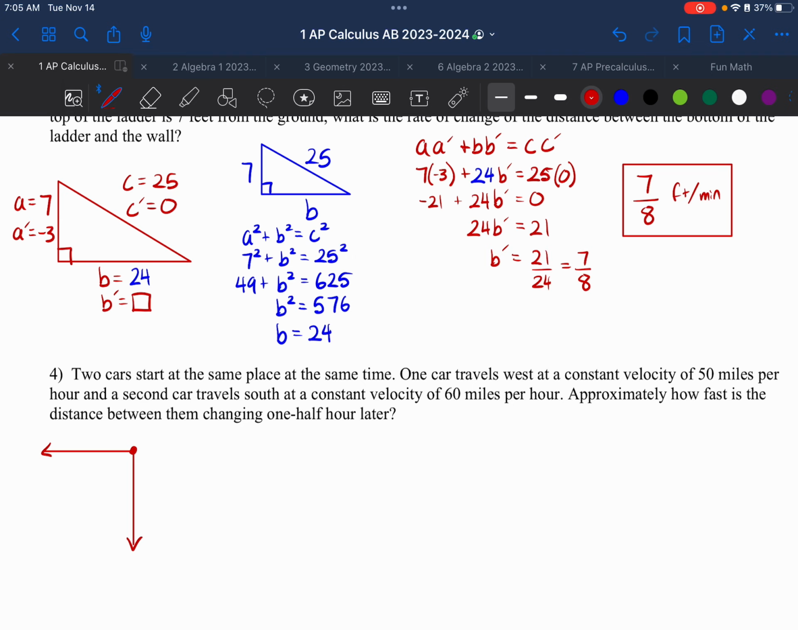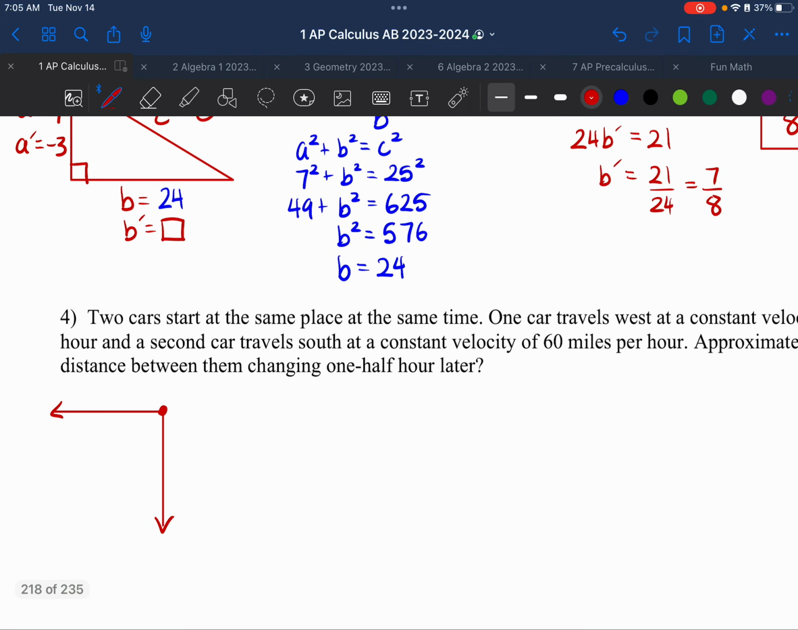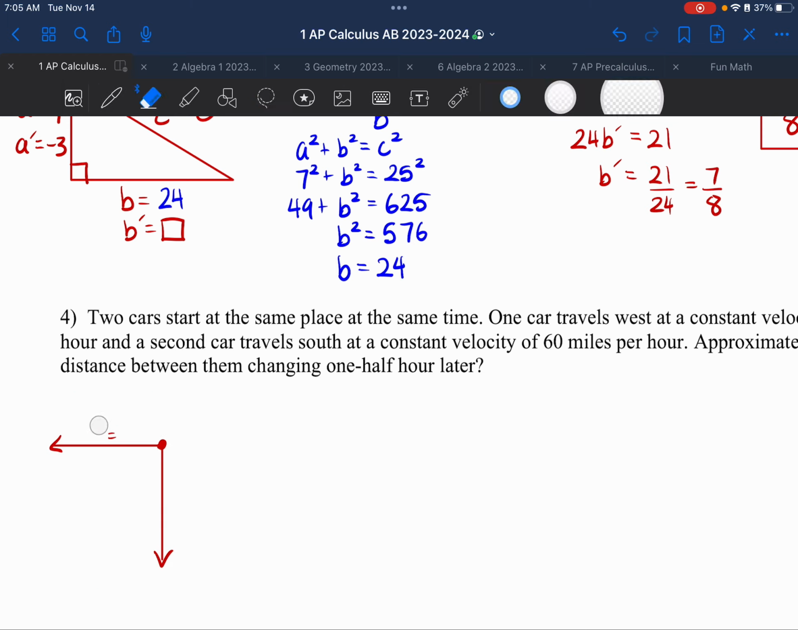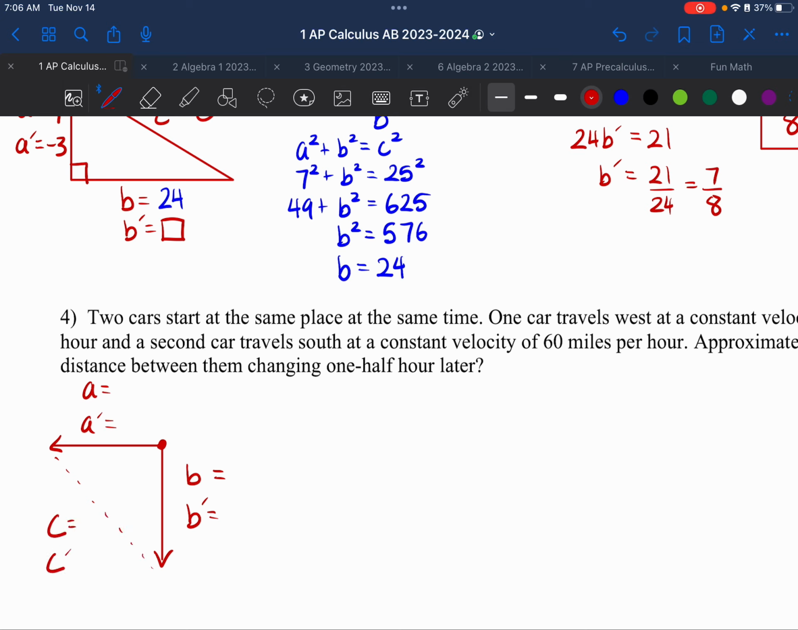The one going west, so I'm going to call these things A and A prime. I feel like I'm squished in here too much, so I'm moving you guys down a little bit. Now I have room to write. I have an A and an A prime. Tons of room to write. I have a B and a B prime. And I'm guessing there's like this imaginary distance in between them, which I'm going to call C and C prime.